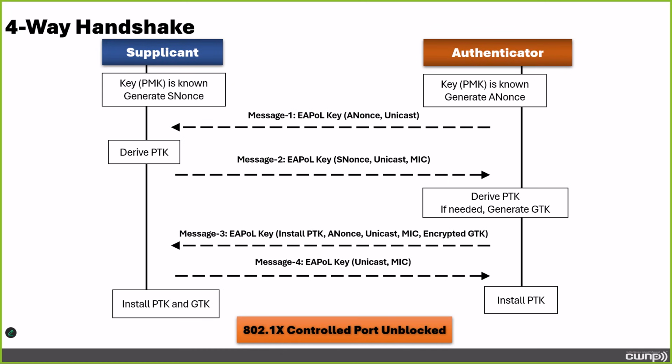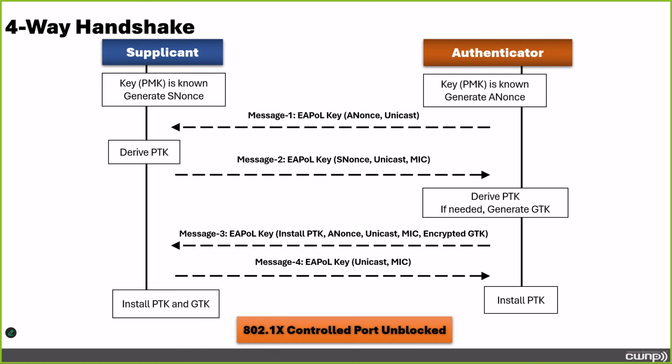And once both of them have those nonces, they can use that in the mathematical algorithm to derive the proper PTKs. And then in message 3, the authenticator now assumes the supplicant has the proper PTK, so it encrypts the GTK. Remember that key encryption key part of it? It encrypts the GTK and sends that down in message 3. Then the supplicant can decrypt the GTK, and upon successfully doing so, it knows it has the proper PTK. So it says to the authenticator, we're good to go. That's message 4. Message 4 is good to go.